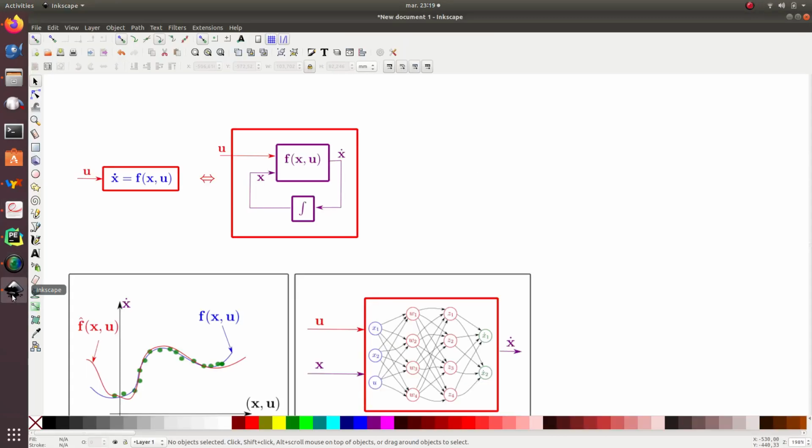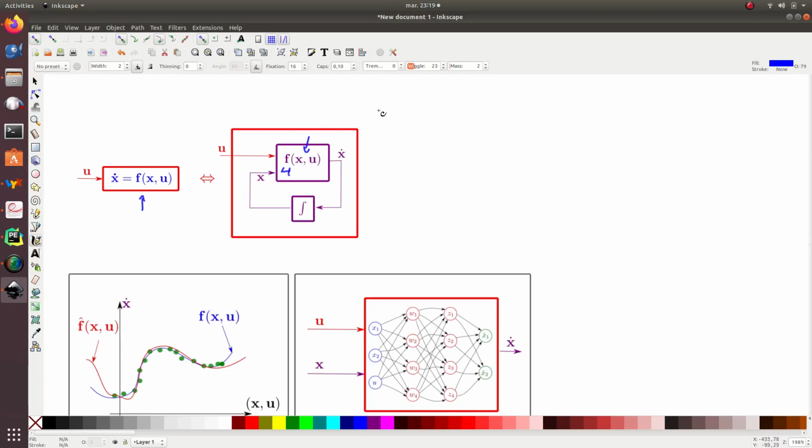If I consider a dynamical system described by a state equation of the form x dot equal f of x, then I can represent it like this with an integrator and a function, which is an analytical function. So this is not a differential equation, but the loop corresponds to this state equation. So when I want to identify a system, I just need to identify the function f.